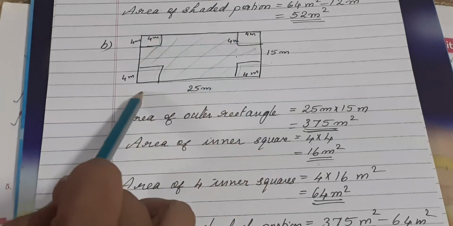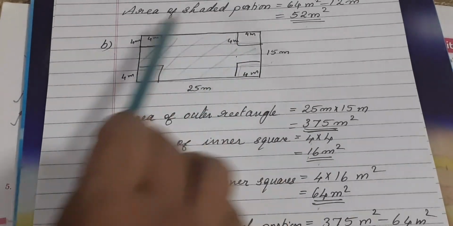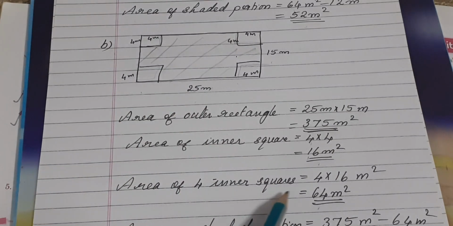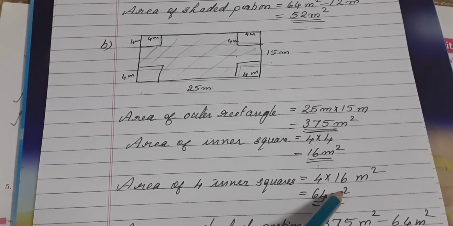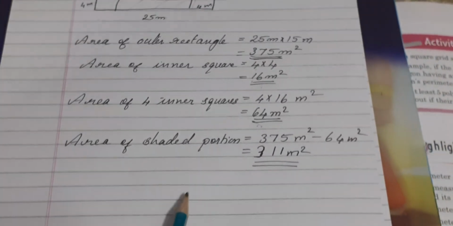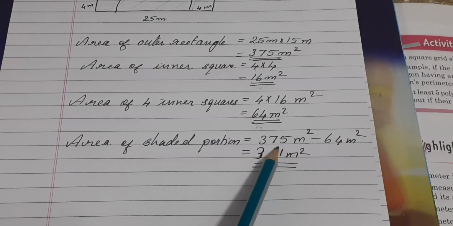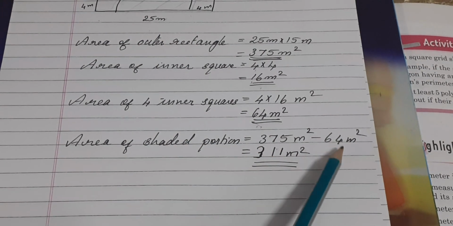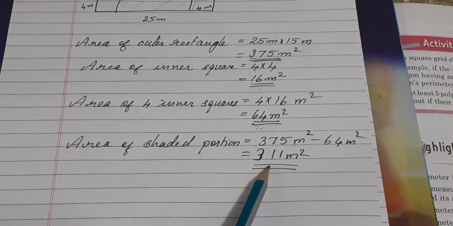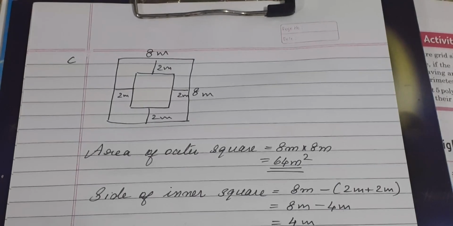Like that, how many squares are there? 4 is there. So multiplied by 4, you will get the area of these 4 squares. So area of 4 inner squares is equal to 4 into area of 1. So 4 into 16 meter square, you will get 64 meter square. Now how to find out the area of the shaded portion? From the area of the outer rectangle, subtract the area of the 4 inner squares. So 375 meter square minus 64 meter square, you will get 311 meter square. Hope it is clear.